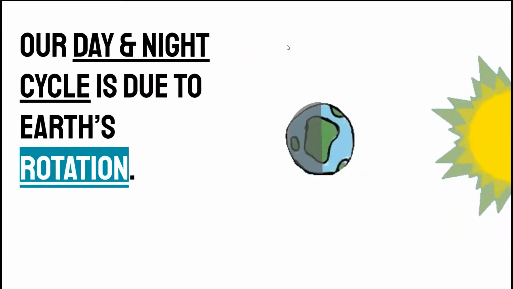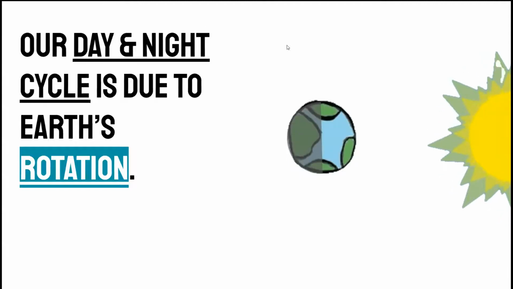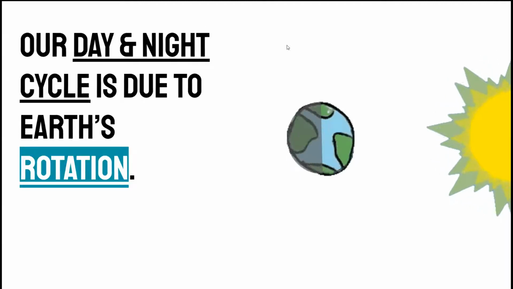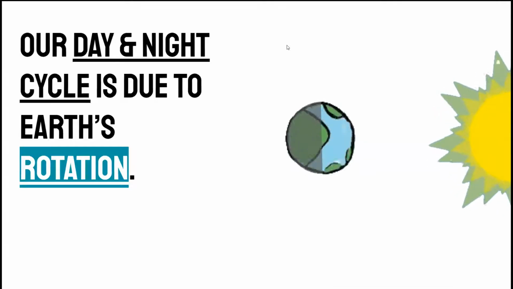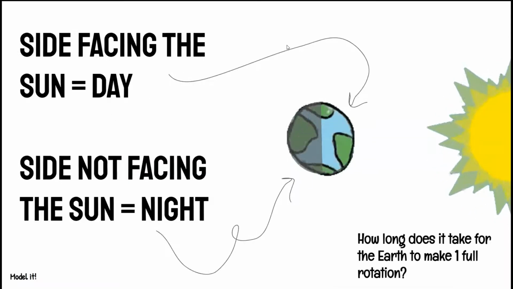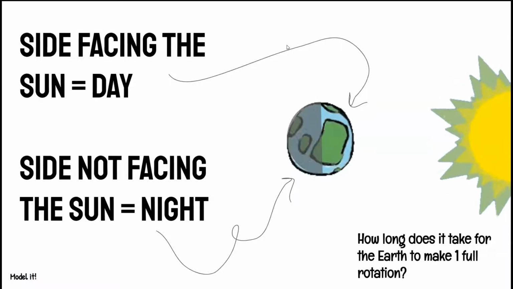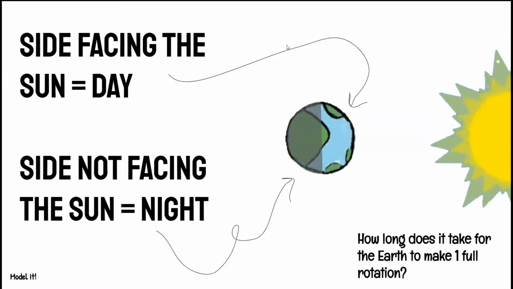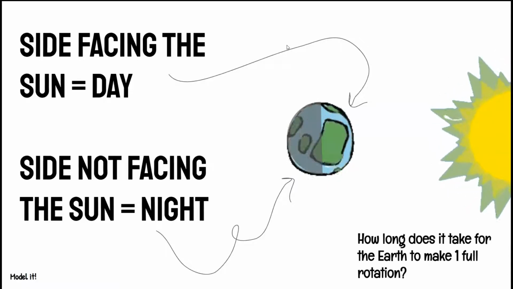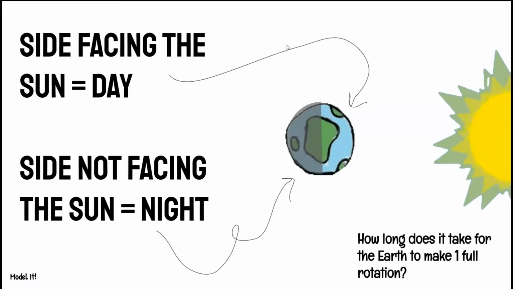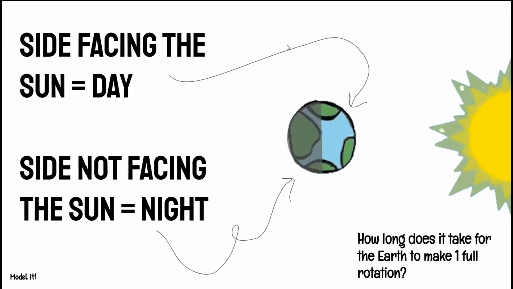Rotation is the movement of an object around a central axis or a central point, and the Earth has that. The Earth has an axis, and it rotates on its axis, causing day and night. The side of the Earth facing the sun is experiencing day, while the side of the Earth that doesn't face the sun is experiencing night. And as it rotates, the parts of the Earth that are facing the sun or not facing the sun change. And you should know this by now.